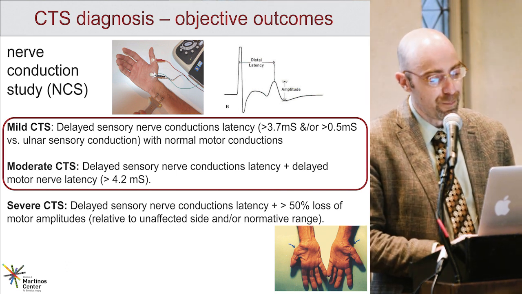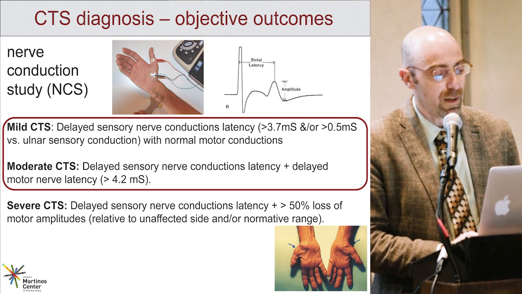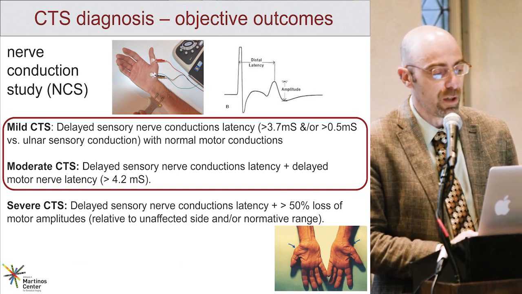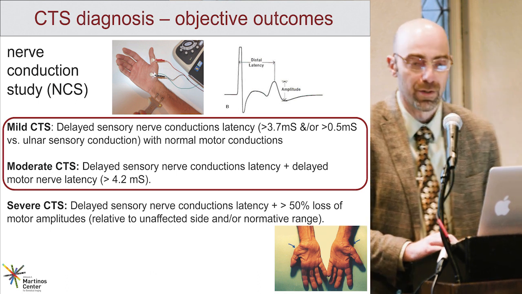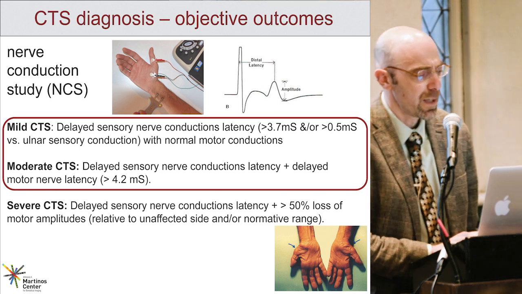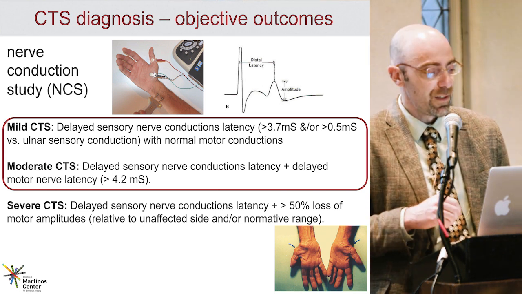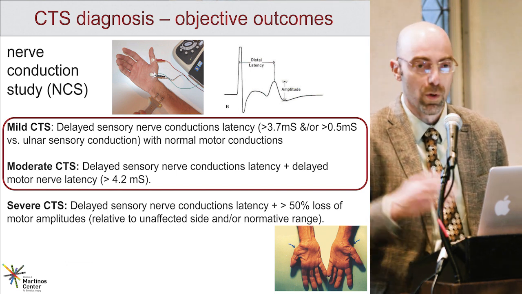And so here we place an electrode proximally to the carpal tunnel. We stimulate and we see how long it takes for this impulse to travel over the carpal tunnel, and pickups can be on the median or ulnar nerves. These are called nerve conduction studies. And basically mild CTS is the result of delayed sensory nerve conduction latencies and normal ulnar nerve.